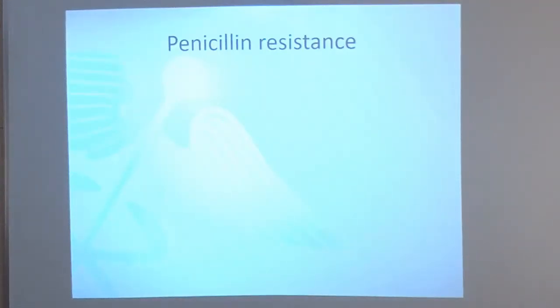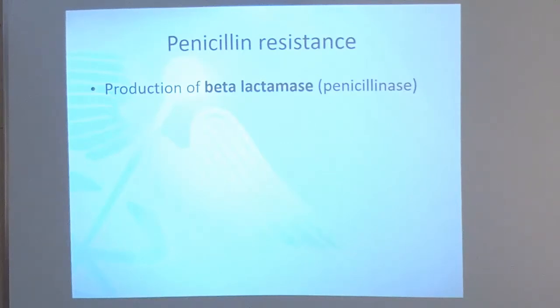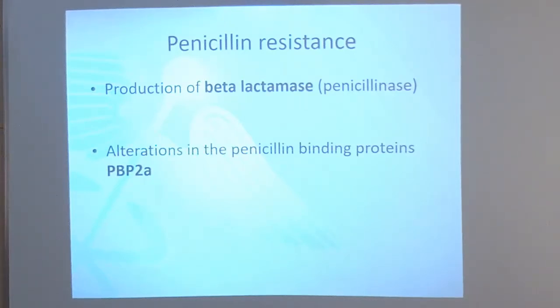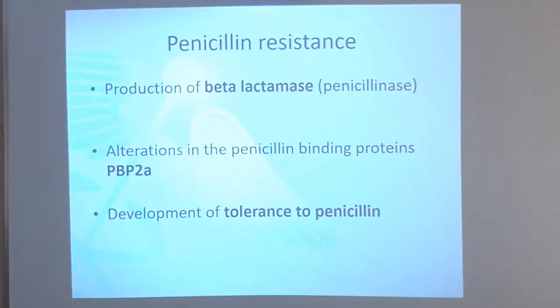Now, as far as Staphylococcus aureus is concerned, how did penicillin resistance develop? The development of resistance is because of the production of beta lactamase enzyme, also known as penicillinase, or it may alter the penicillin binding protein site, known as PBP2A, or it may develop tolerance to penicillin. Now, in the production of beta lactamase, 4 types have been seen. These 4 types of beta lactamase enzymes have been designated as A, B, C, D penicillinase. And the production of these beta lactamase enzymes is controlled by the plasmid, which is the extra chromosomal genetic material possessed by this organism.